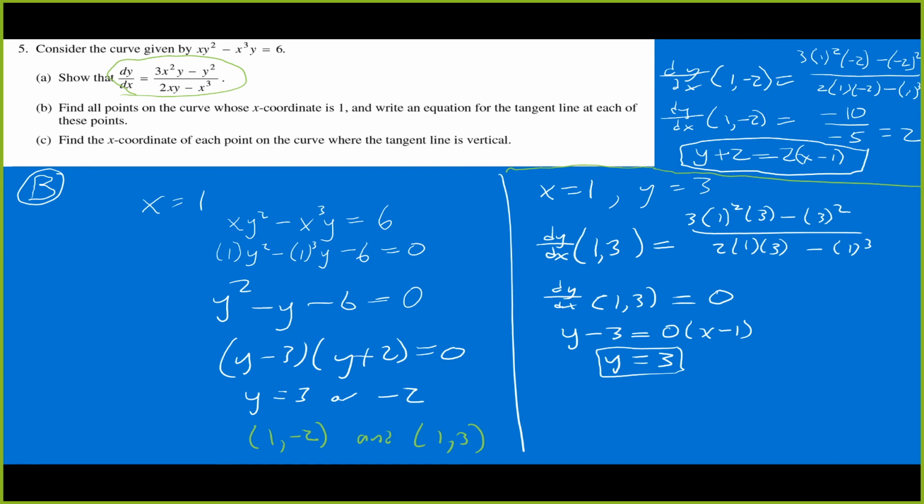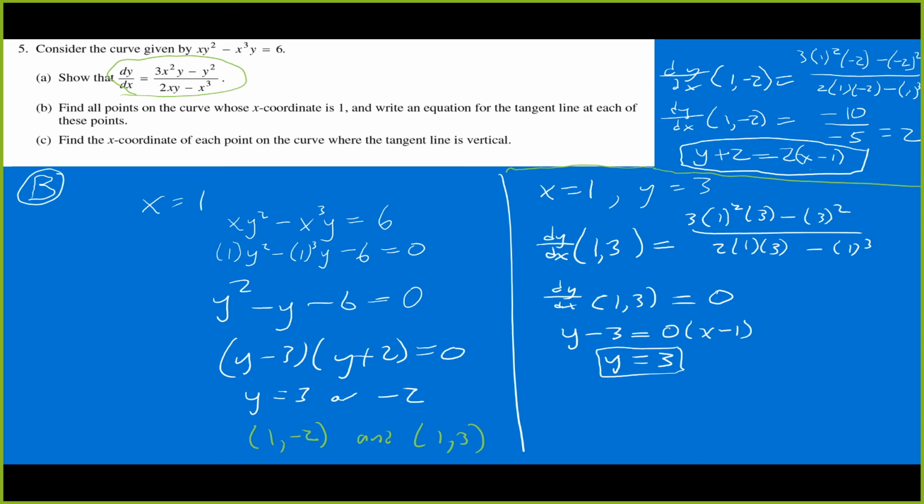So the derivative when x is 1 and y is negative 2 is our equation we got from part A. I'm just going to substitute x is 1 and y is negative 2 and simplify. So if I do, I get 2 for my derivative, and I can plug that into our tangent line equation. This is y minus b, so that's y minus negative 2, which is y plus 2, equals our slope of 2 times x minus a, where a is 1, so that's x minus 1.